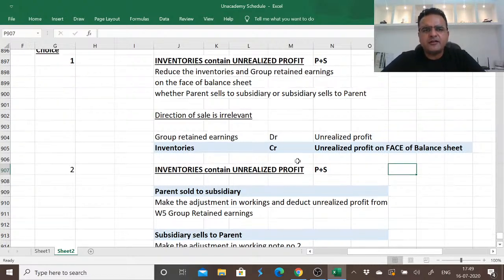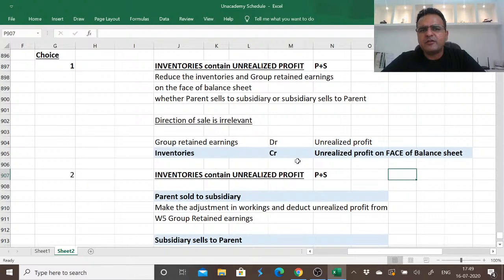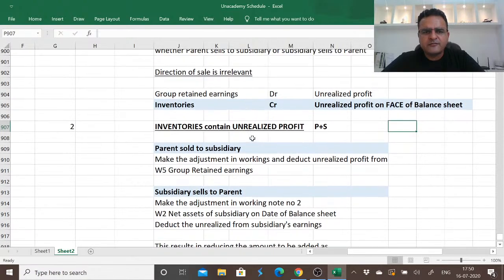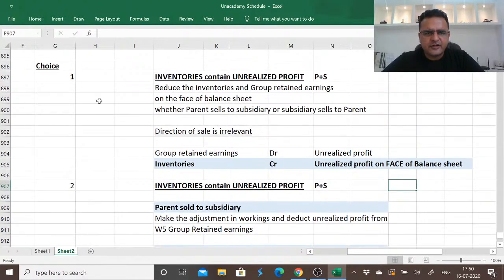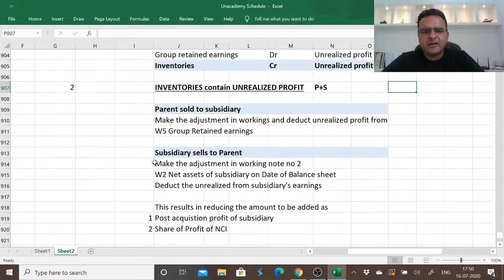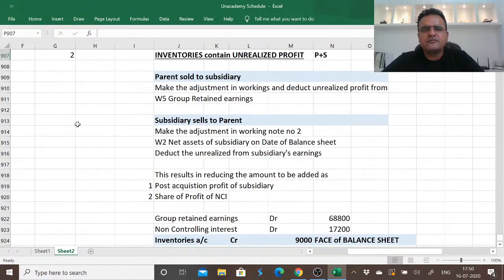What we need to treat is who is earning that profit. If parent is selling to subsidiary, the profit is in parent's books, so remove from working note number 5. If subsidiary is selling to parent, the profit is in the subsidiary's books, remove from working note number 2. Though there is a choice in 1 and 2, my recommendation is 2.